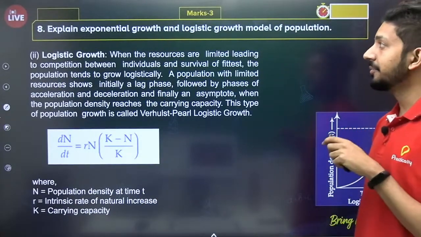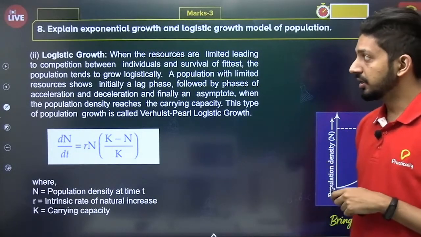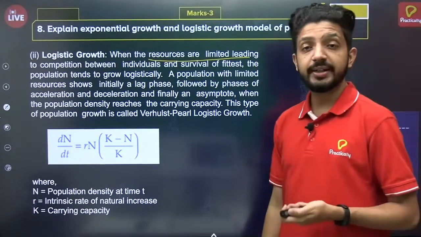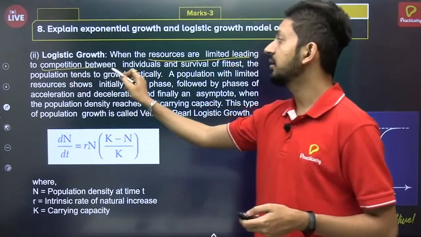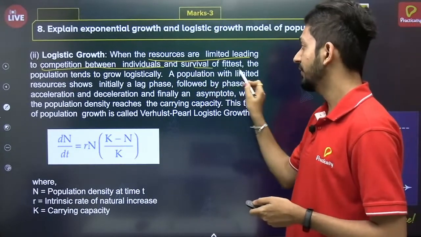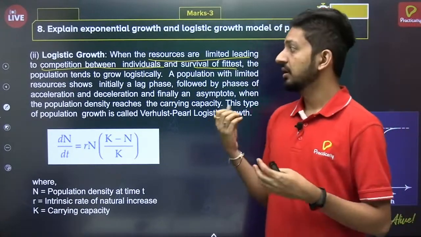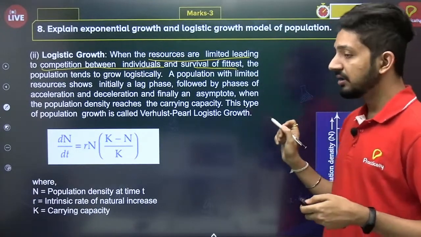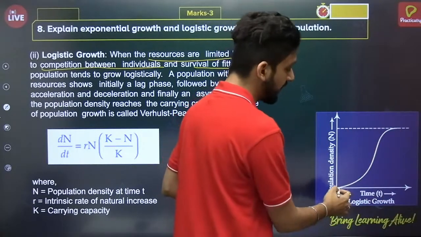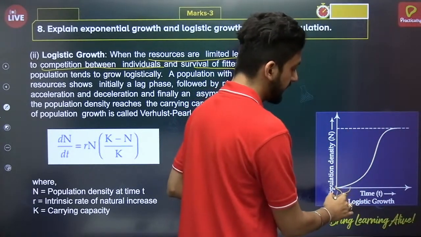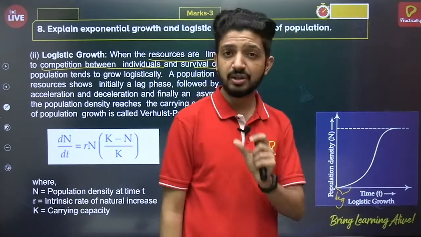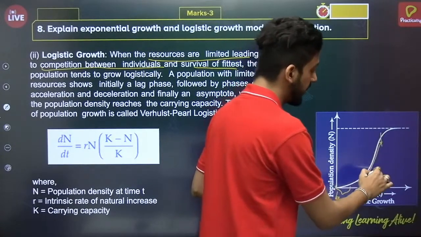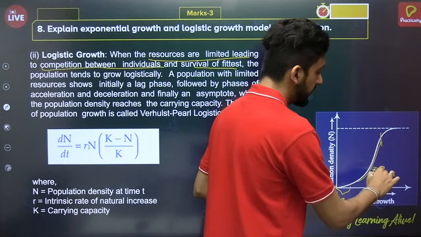Then the second type of model is the logistic growth. This happens when resources are limited, which leads to competition between individuals and survival of the fittest. So the population tends to grow logistically. With limited resources, how will the population grow? Initially it will show a lag phase, where the growth is very slow. Then it will start growing very quickly. This phase is called the exponential phase.